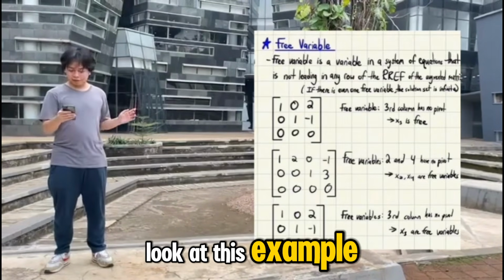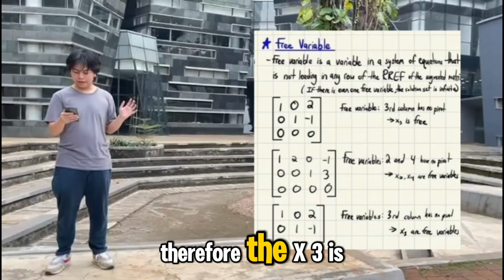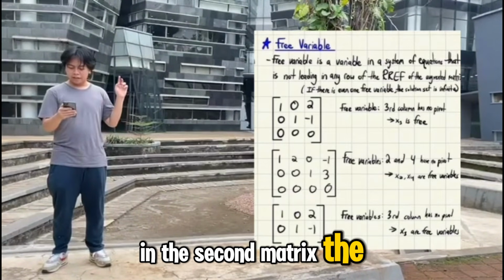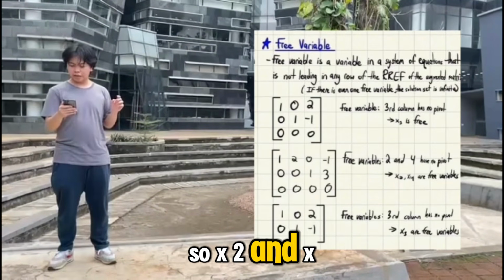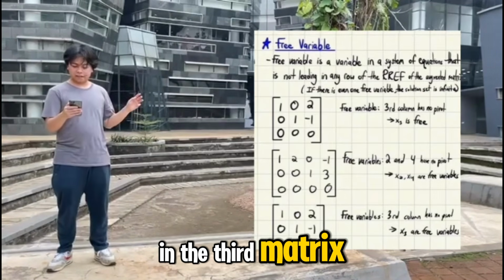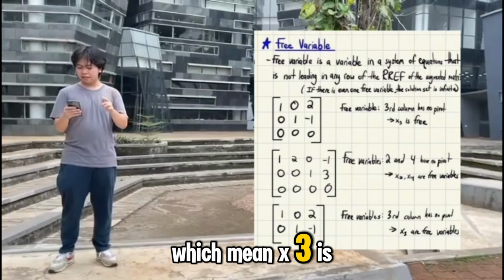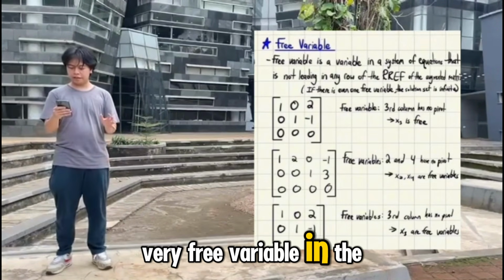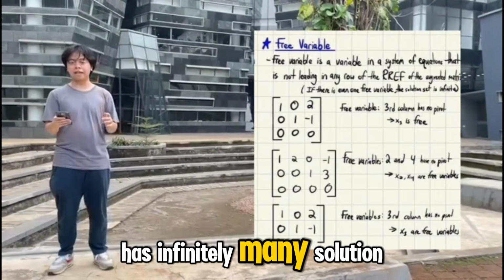Look at this example. In the first matrix, the third column has no pivot. Therefore, x3 is a free variable. In the second matrix, the second and fourth columns have no pivot. So x2 and x4 are the free variables. In the third matrix, the third column has no pivot, which means x3 is a free variable. Basically, if you find any free variable in a homogeneous system, you automatically know that it has infinitely many solutions.